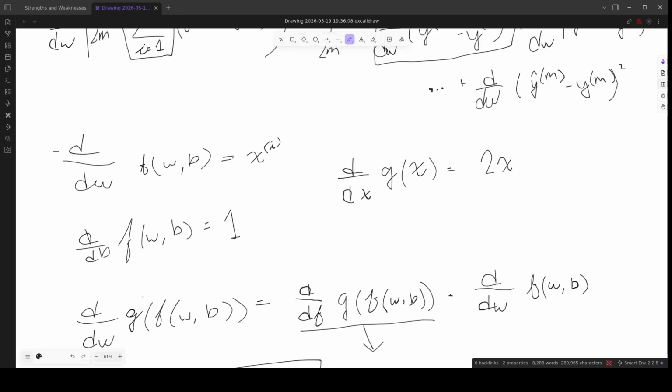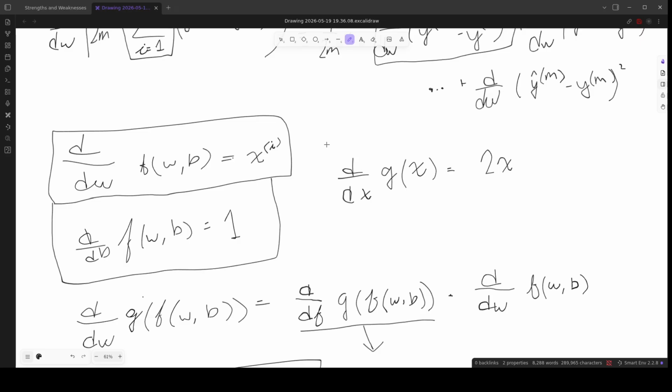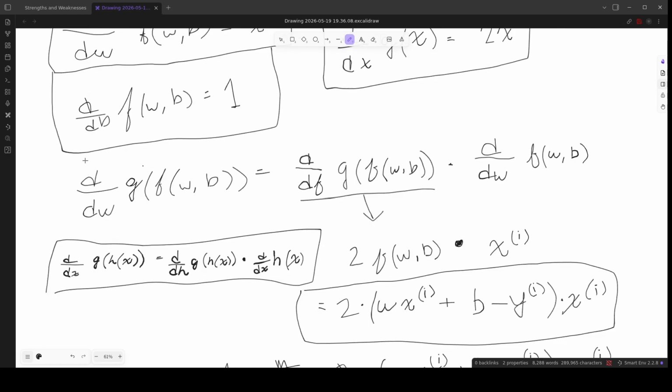So now we know that the derivative with respect to w of f of wb is xi, and with respect to b it's 1, and that the derivative of g of x is 2x, and our function is right here. This is our function. We need its derivative. So how do we compute that? Using the chain rule, we can deduce that it will be the derivative of the outer function computed on the result of the inner function times the derivative of the inner function.